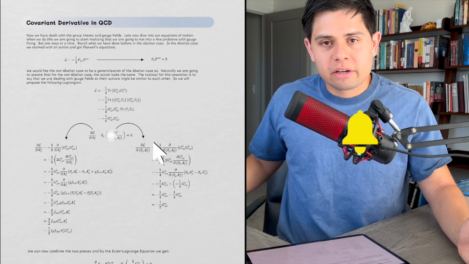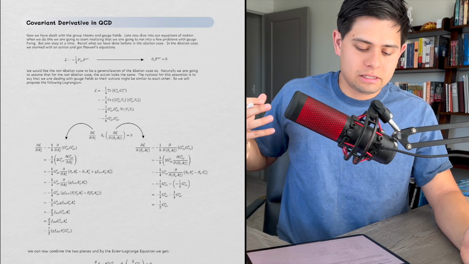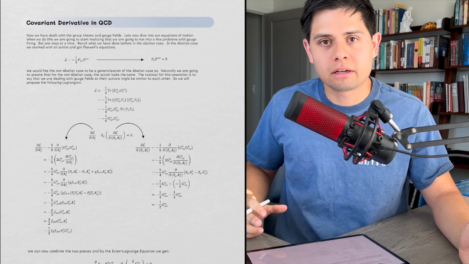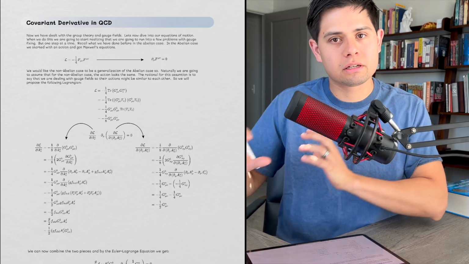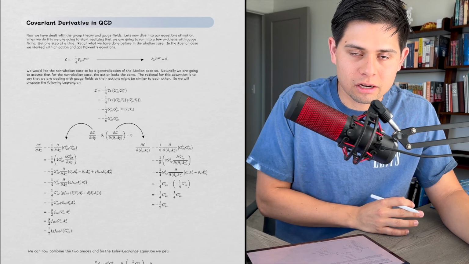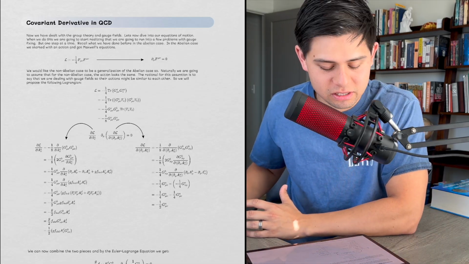Alright, so the covariant derivative in QCD. This is a very, very interesting thing, and we're going to draw an economic analogy to this as well. Let's get some of the math out of the way. We're going to do the economic analogy, and then we're going to come back to the physics.